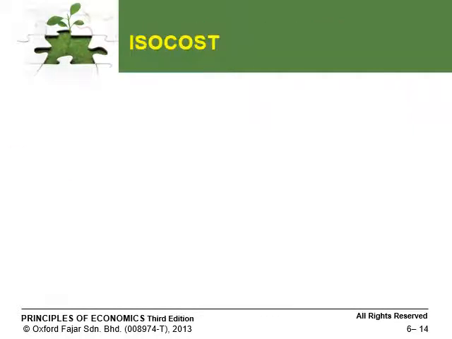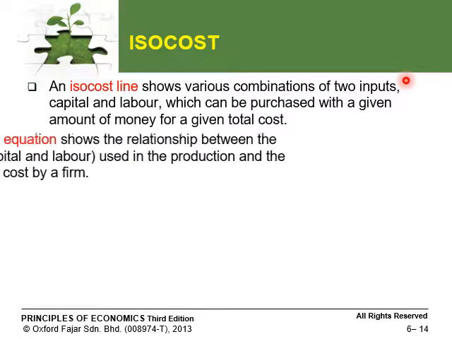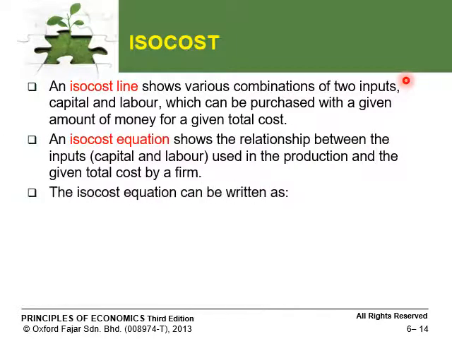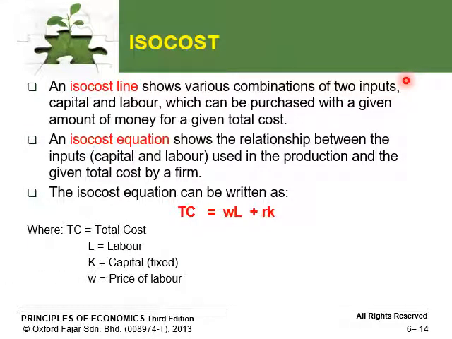Okay, what is meant by isocost? Once we talk about isocost, we refer to the long run production cost theory. When we talk about long run production costs, we refer to isocosts. Do you still remember when we talked about isoquant in part 1 previously?